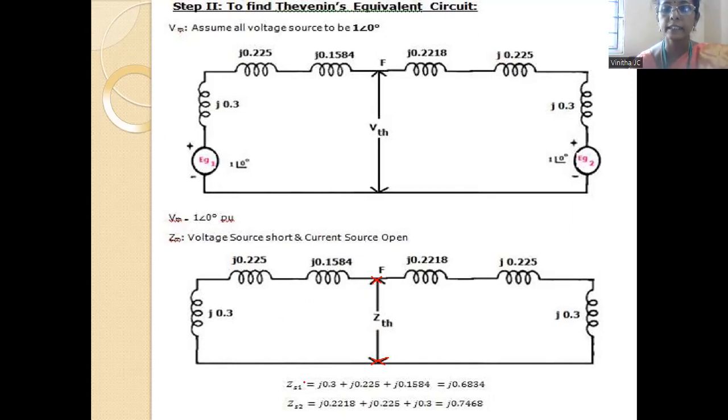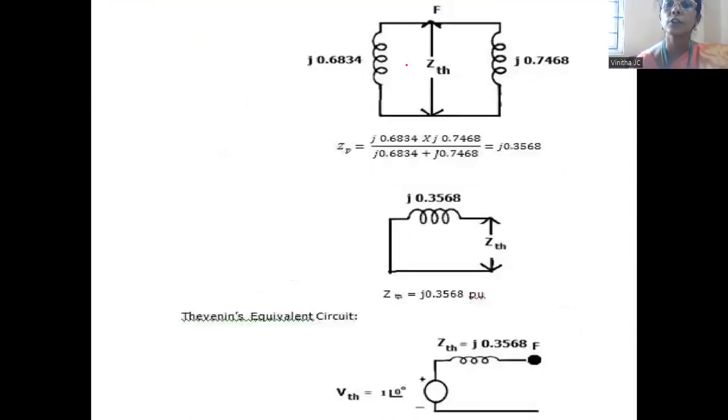So on the left hand side, it is given as ZS1. It is J.6834. Similarly, if you add these three series impedances, you will get 0.7468. So if you redraw the diagram, left hand side impedance, right hand side impedance. Since these two are connected in parallel, we can take Z parallel equal to Z1 into Z2 divided by Z1 plus Z2, so that this is the equivalent impedance. So ZTH is equal to J.3568 per unit.